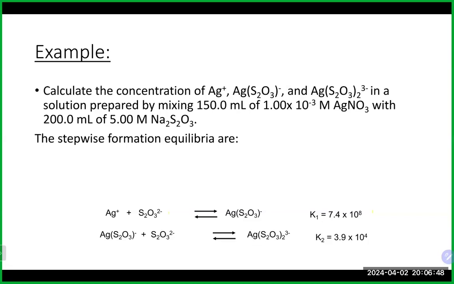This is actually a stepwise dissociation, or stepwise fashion here. We want to calculate the concentration of everybody when we mix together 150 milliliters of 1 times 10 to the minus 3 molar silver nitrate with 200 milliliters of 5 molar Na2S2O3. Here, we're obviously not keeping everybody's volume constant. So give it a go, see what you come up with. Basically, we want to find everybody's concentration and see what you end up with here.